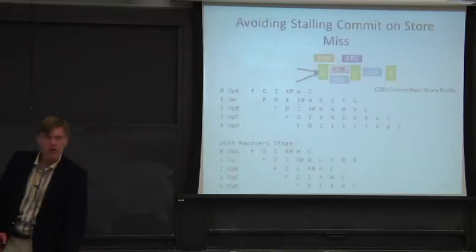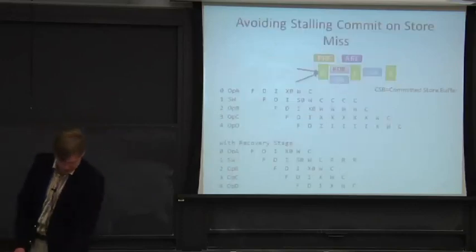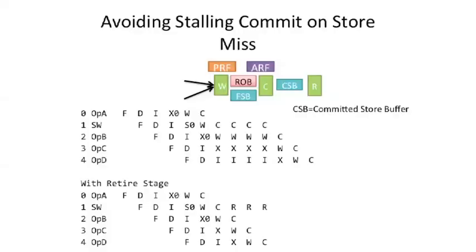OK, so let's keep moving on here. Avoiding stalls due to store misses. OK, so you got a store in the pipe. It takes a cache miss, and now it's clogging up the commit point of the processor. Because depending on how you want to look at this, maybe you don't want to commit until that store has actually reached main memory, because that's what you're going to call commit for that store.